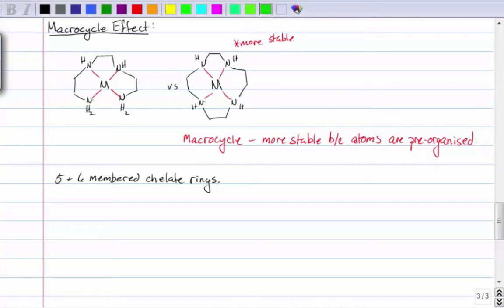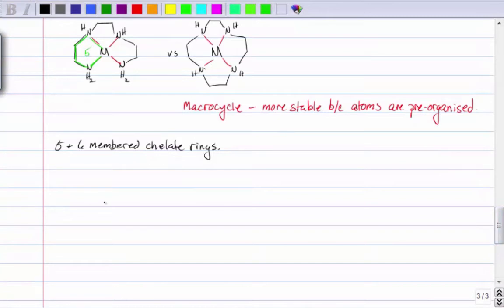So I'm going to highlight this in green. So that's a 5 membered chelate ring. You can also have a situation where you have a 6 membered. I mean, you'll see a lot of different situations. And in fact, I think that carboplatin, there's a 4 membered ring. But if you have something like this, that's a 6.